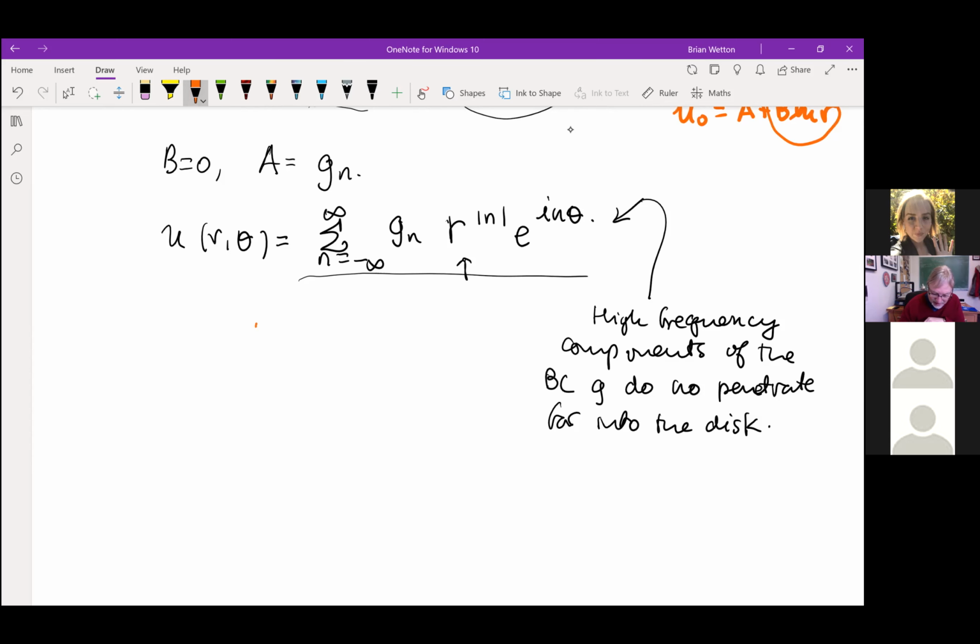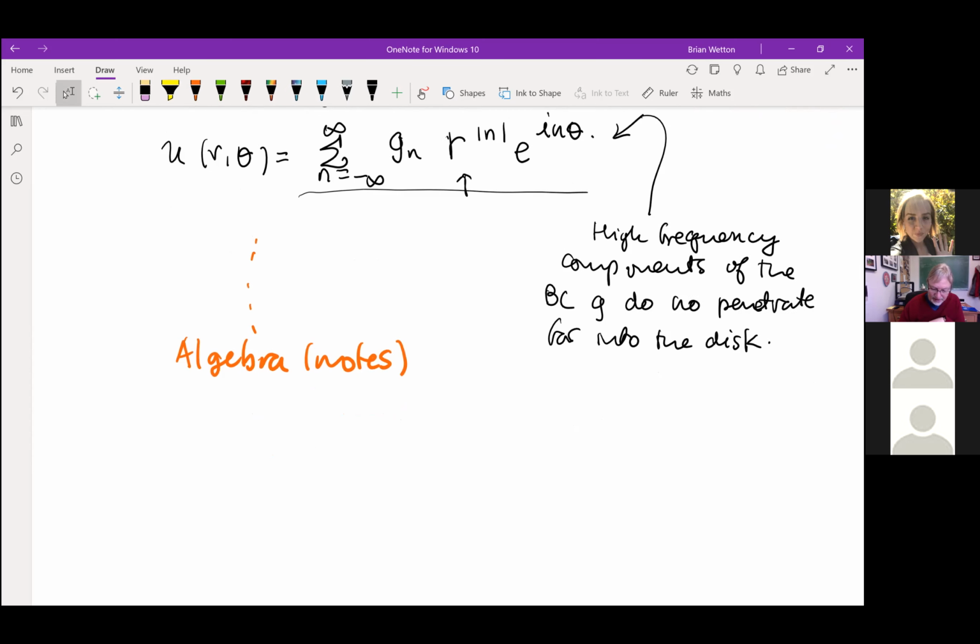Now, let me just say, a long string of algebra, which is in the notes, so you can do it if you really want to see this. If you haven't seen it in your complex variables class, you can end up with this formula, which is a Green's function representation of the problem.